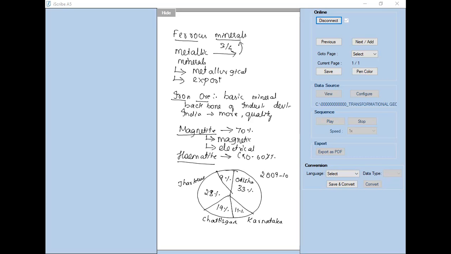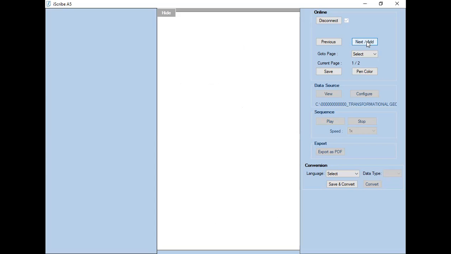Shall we go to the next page? Do you want to copy? Yes, sir. Finished copying. I hope you copied everything, right? Yes, sir. So I am going to the next page.